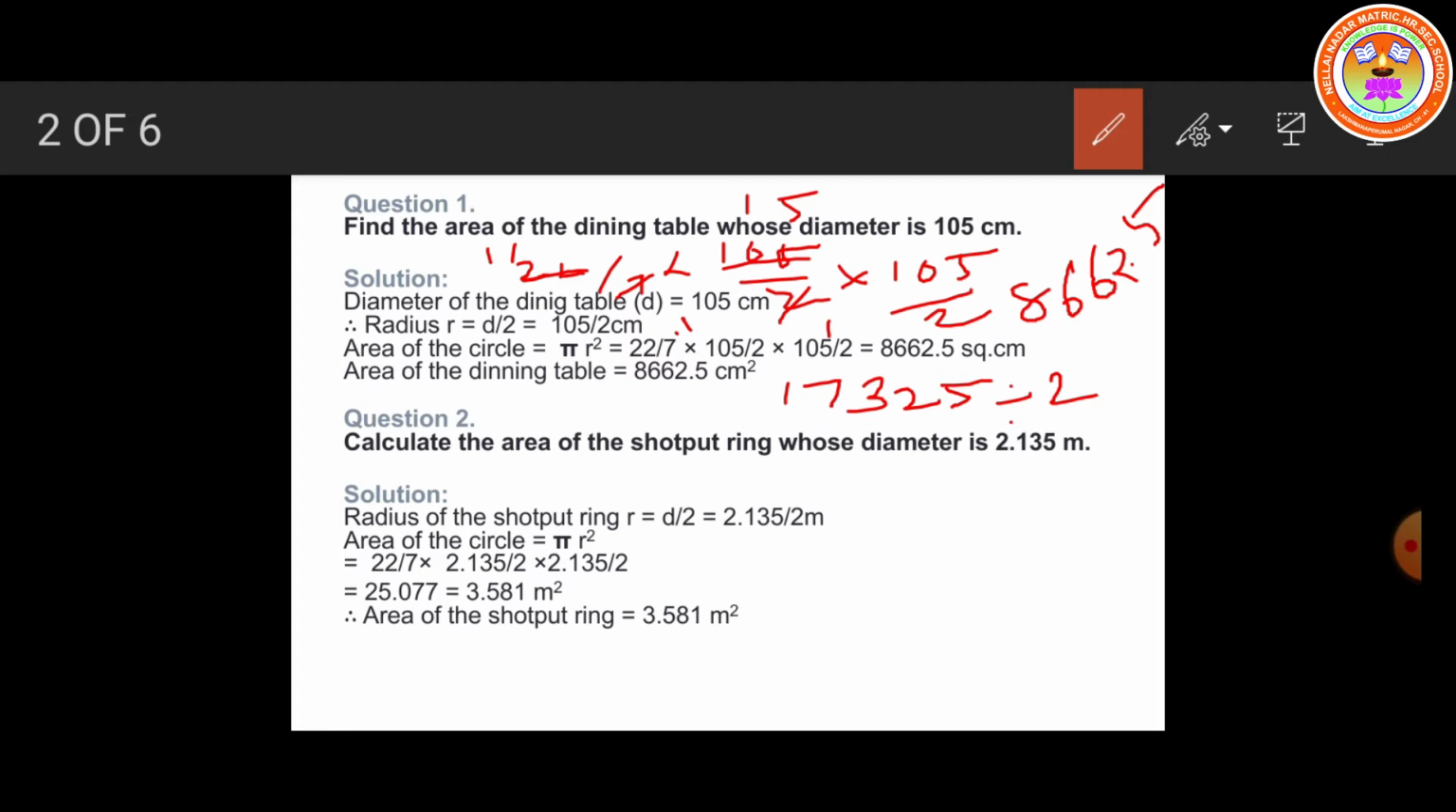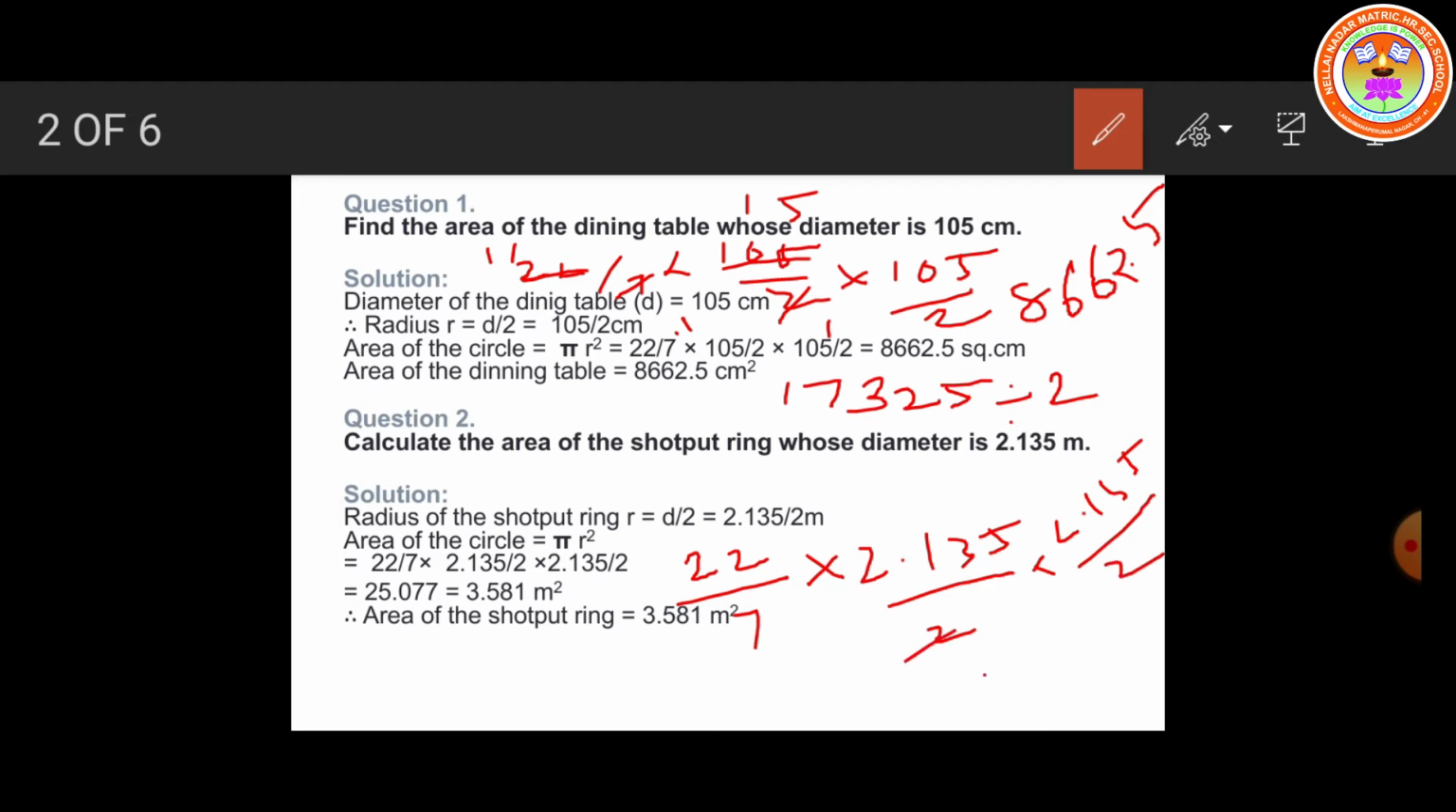So area of the circle is equal to pi r square units. Instead of pi, you have to put 22 by 7 into 2.135 divided by 2 into 2.135 divided by 2. Can you understand all of you? Next, we are going to see 22 by 7 into 2.135 divided by 2 into 2.135 divided by 2.